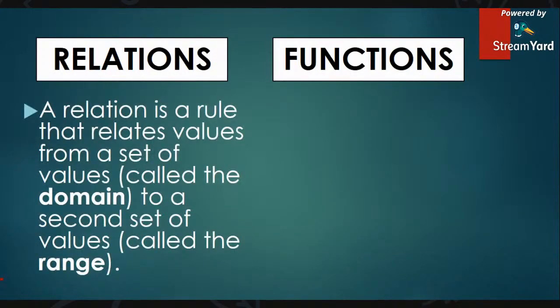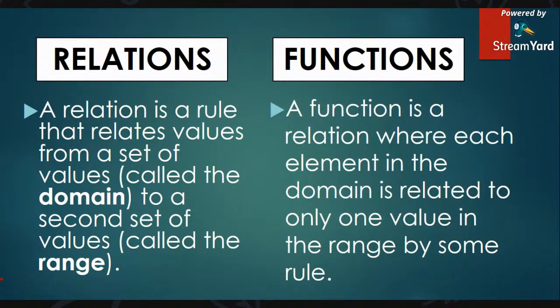So, another definition. A relation is a rule that relates values from a set of values called domain to a second set of values called range. While the function is a relation where each element in the domain is related to only one value in the range by some rule. So, si relation, meron tayong tinatawag na dalawang set of values, which is si domain and the range. So, katulad lang din ng nasabi kanina about sa input and output. Si input natin is si domain and the second one, or the output, is the range.